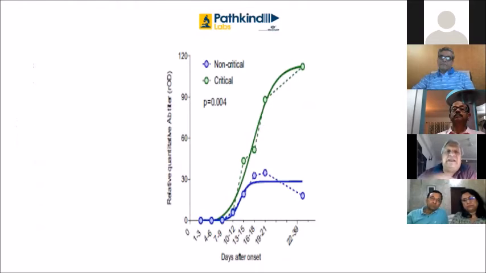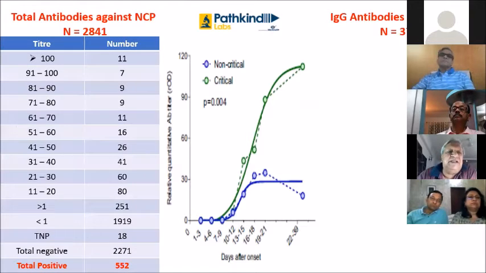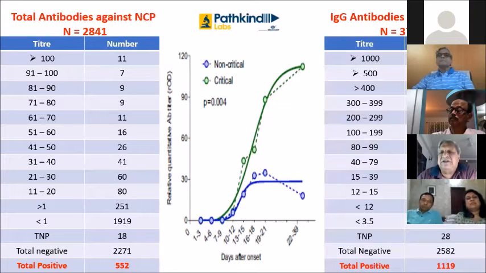We had been doing antibody testing. As I said, total antibodies will only indicate whether a person has been exposed, and only 552, that means about 20% of those that we tested, came positive. But if you look at protection, you would find that the majority of persons had low titer antibodies.